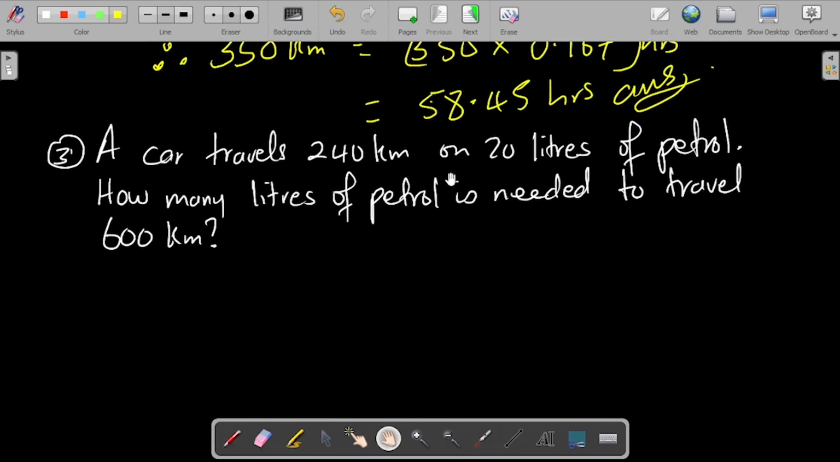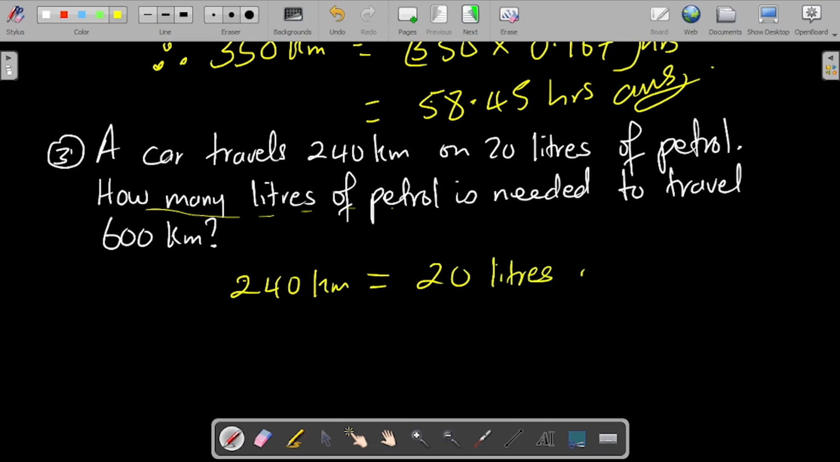Number 3 says a car travels 240 kilometers on 20 liters of petrol. How many liters of petrol is needed to travel 600 kilometers? So notice it says how many liters of petrol. So liters of petrol have to go on the right of the equal sign. So we know that 240 kilometers equals 20 liters of petrol.